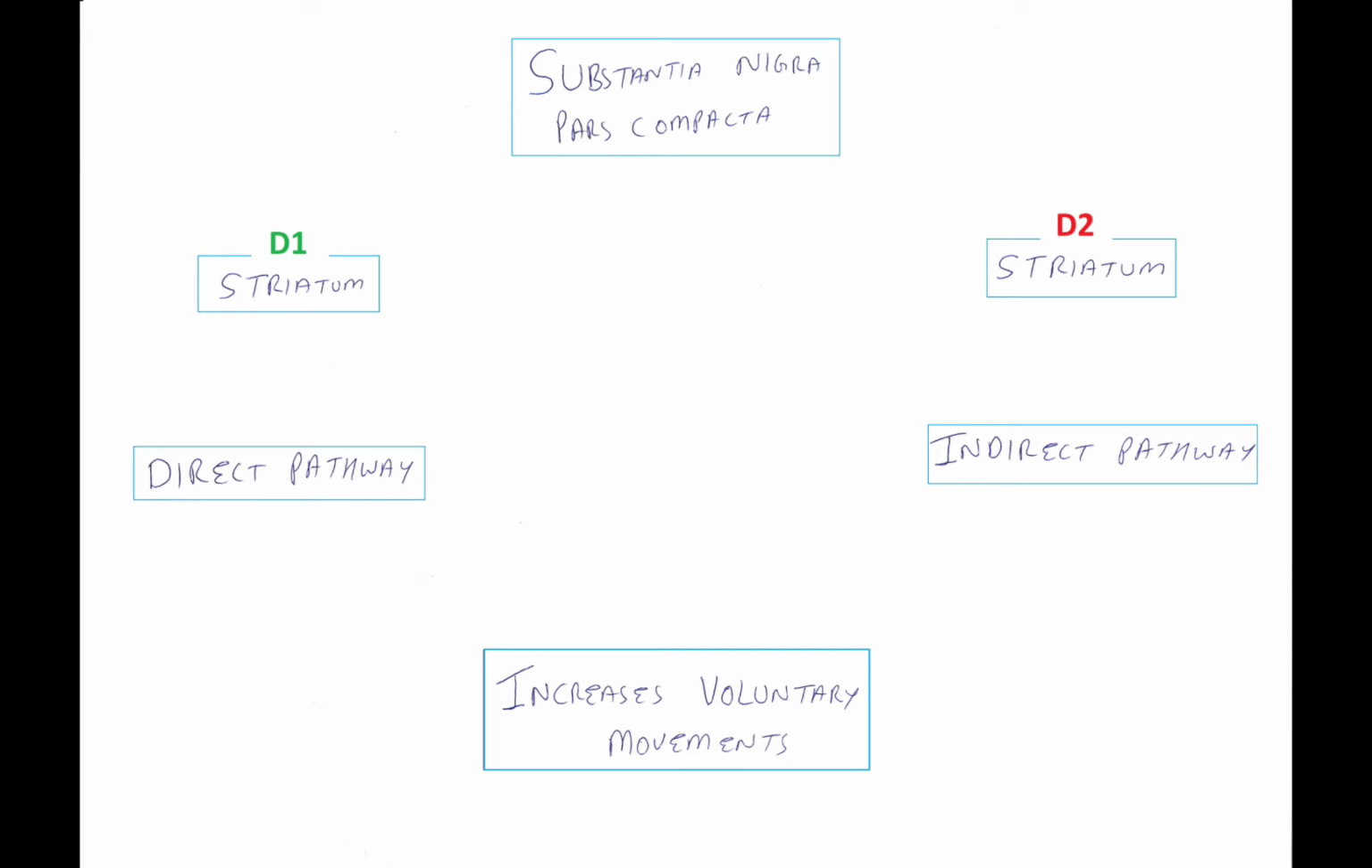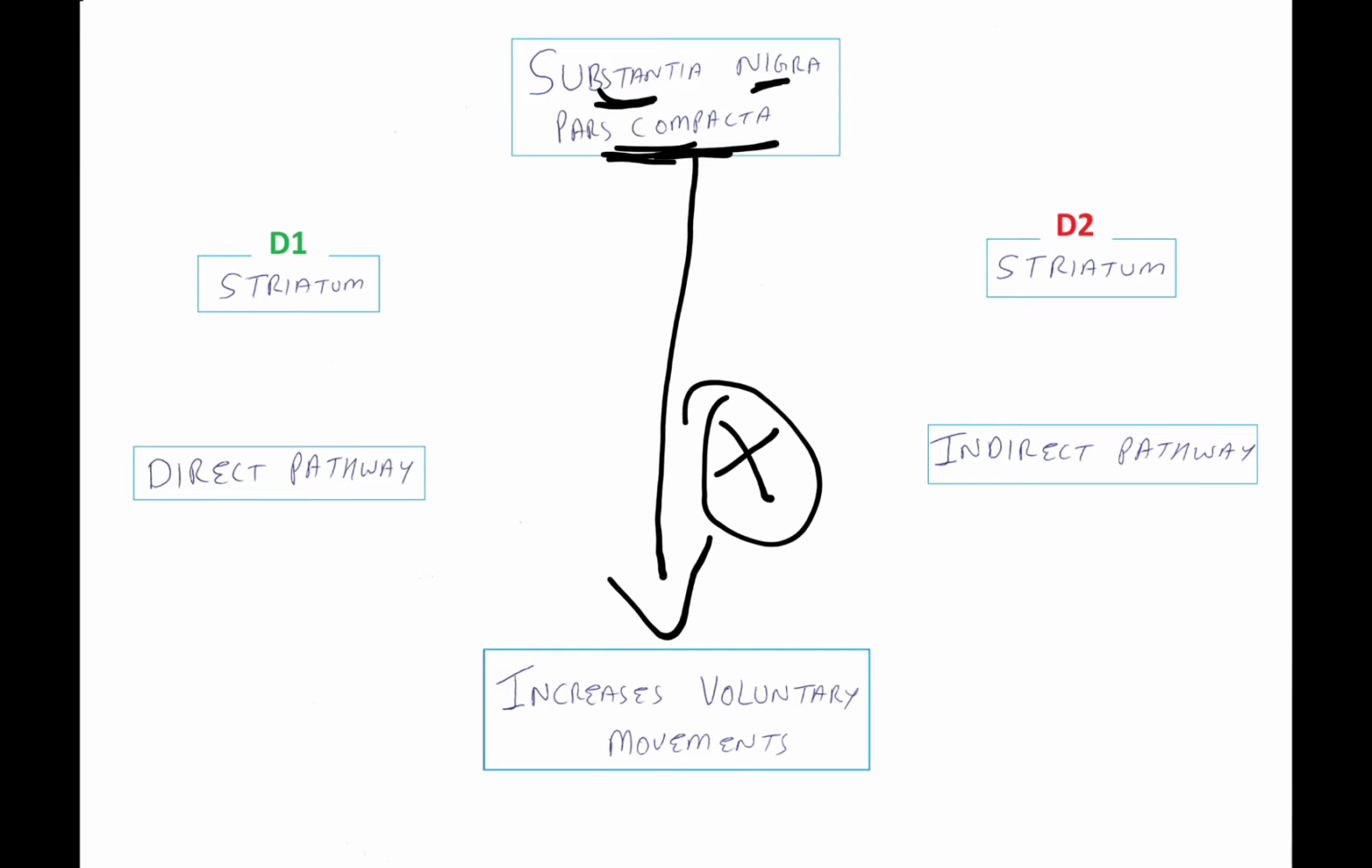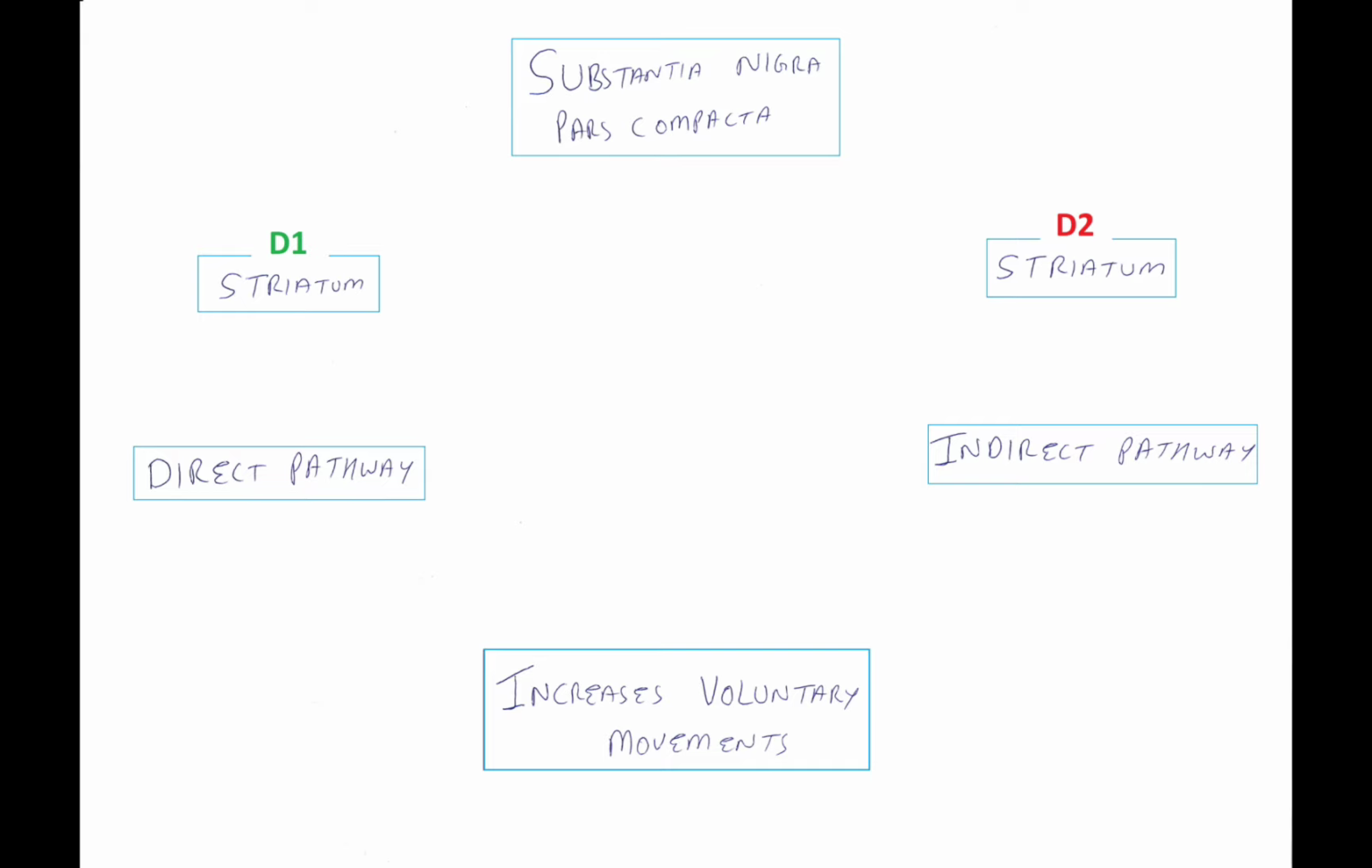So now let's discuss the role of substantia nigra pars compacta. Here you should remember that the aim or role of substantia nigra pars compacta is to always stimulate or increase voluntary movements. Substantia nigra pars compacta secretes dopamine and sends dopamine to D1 receptors on striatum. Hence, striatum gets stimulated and striatum stimulates direct pathway. And we all know that direct pathway stimulates voluntary movements. So, the direct pathway will increase voluntary movements.